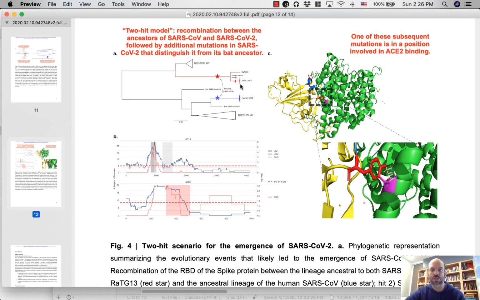There could be other mutations. There could even be another recombination event that people haven't really noticed yet, right? There's still a lot that's unknown, but at least right now the evidence is saying that recombinations happened long ago. Recombination was important for bringing the SARS-like receptor binding domain into this lineage, and then a bunch of more mutations had to occur before we got to the current outbreak.